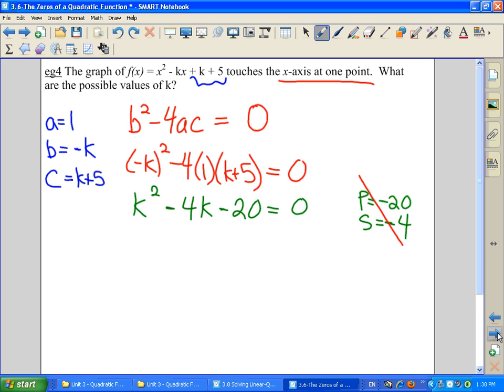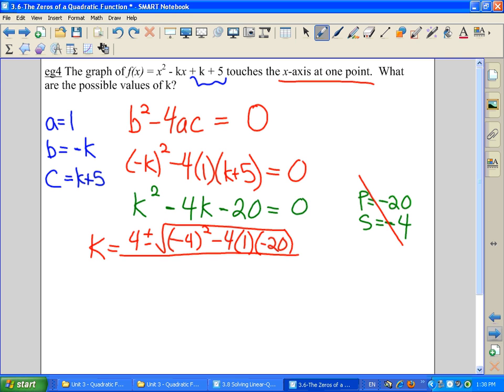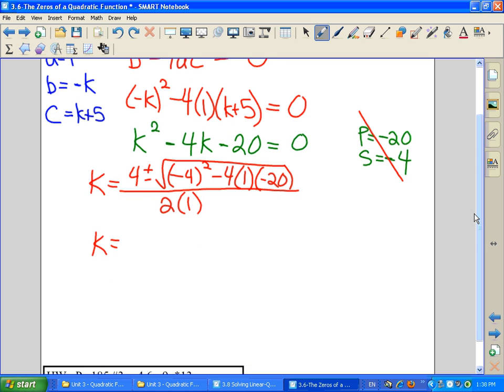Okay, to solve for k, it's going to be k equals 4 plus or minus the square root of negative 4 squared minus 4 times 1 times negative 20, all divided by 2 times a, which is 1. Look to simplify here, gang. We've got 4 plus or minus the square root of 96 all over 2. Look to simplify our radical like we've done in the last couple classes.